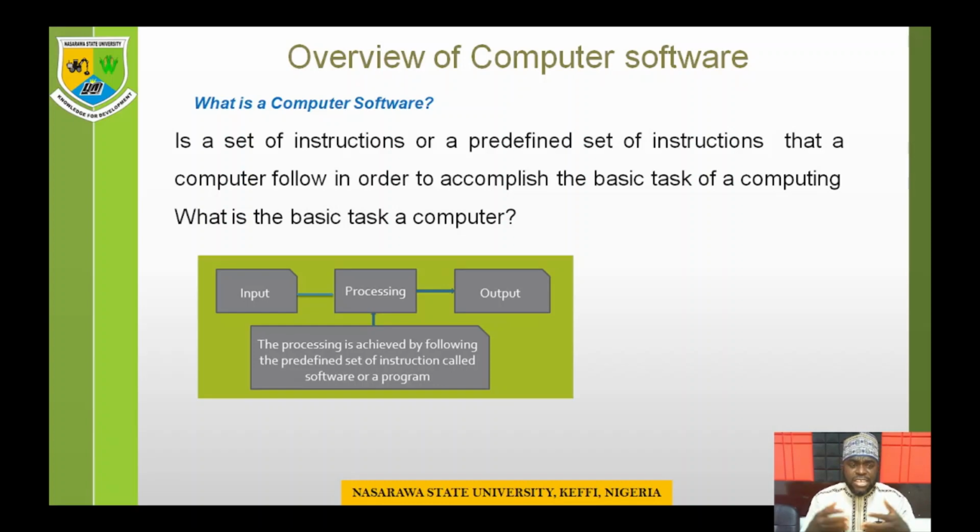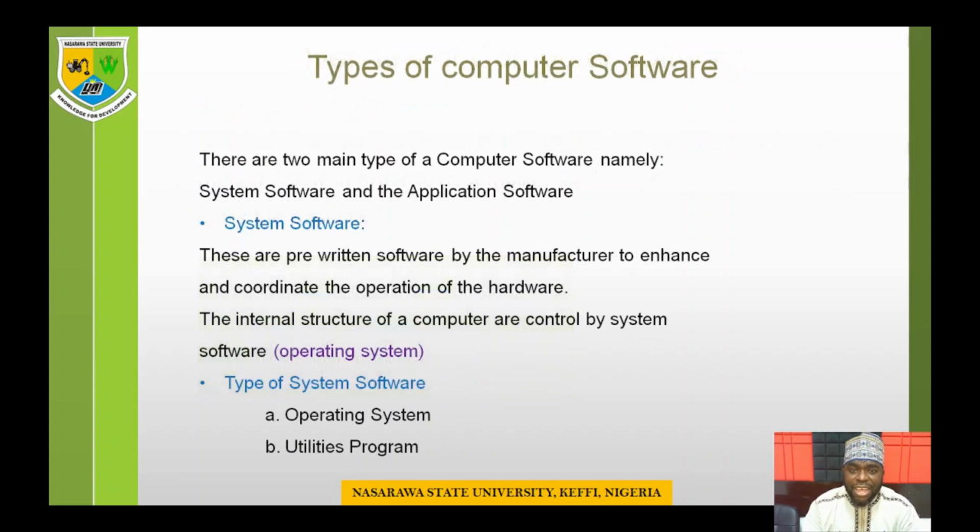So in summary, a computer software is a set of instructions that the computer follows in order to perform the basic tasks of computing, which is the processing of information at whatever level. So we have different types of computer software. There are two main types of computer software. These are the system software and the application software.